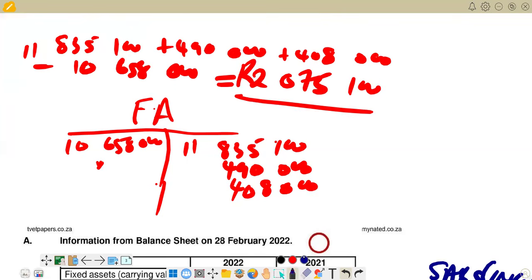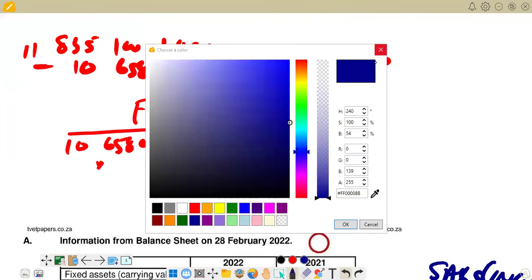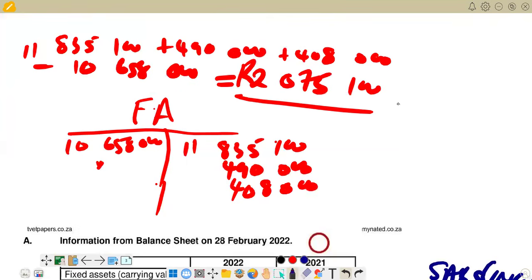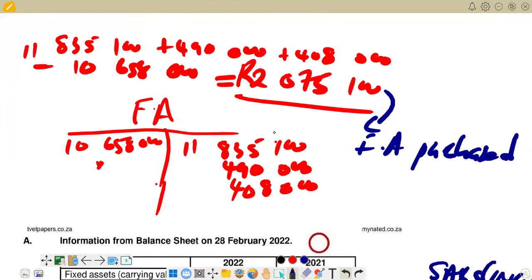So this is the figure for fixed assets purchased. This is representing our fixed assets purchased. So this is the figure that is going to the cash flow statement. So this is what we have, guys, in terms of this question of November 2023 for the pre-calculations that are supposed to be made before preparing the cash flow statement.